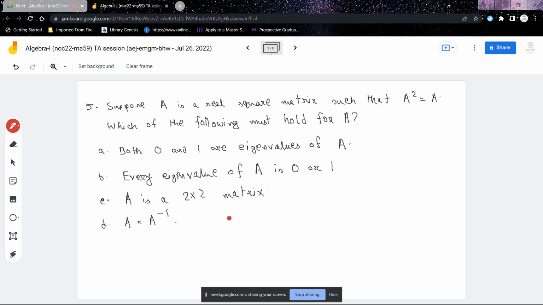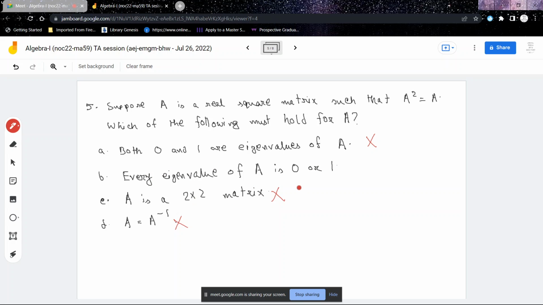We can clearly discard this one and this one. That's easy, because you can just take A to be the 100 cross 100 zero matrix. So the third option doesn't even make sense, and the fourth is obviously false. You can discard the first one as well, because you can take the identity matrix: 0 is not an eigenvalue of it. So we are left with the second option.